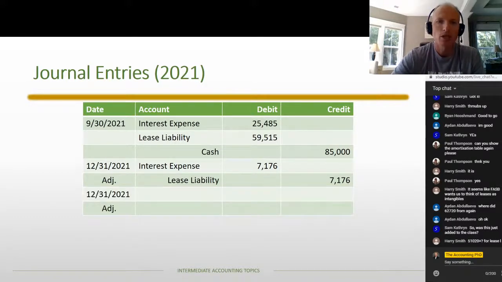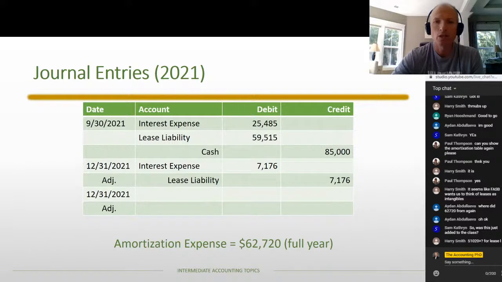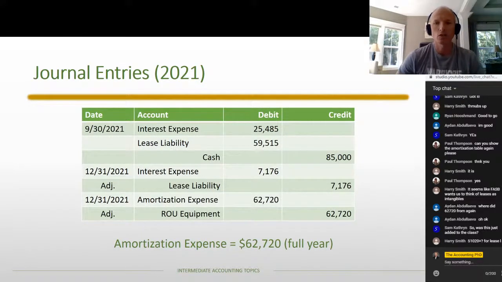And the second piece then is the amortization expense, but in this year there's a full year of amortization. So our amortization expense is for the full $62,720, and of course that full amount goes as a reduction to the right of use asset, the right of use equipment.